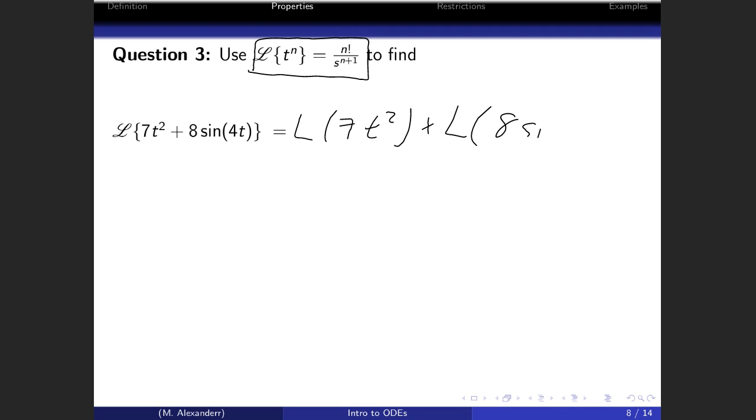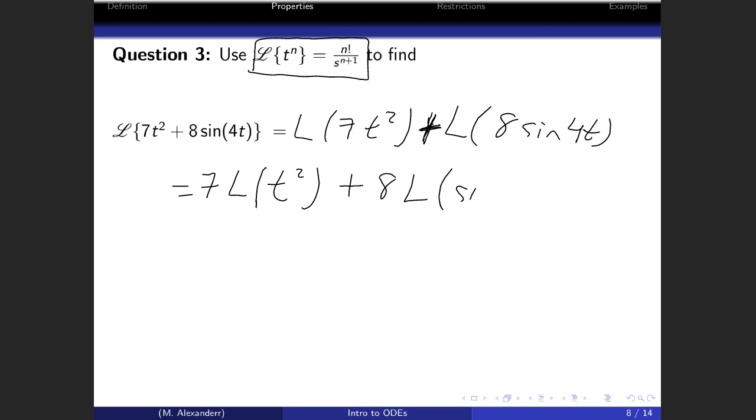8 sine 4t. That's using the first property of the Laplace transform, that it is linear, so you can split up the Laplace transform into the Laplace transform of two pieces. You can also factor out the 7, so this is the same thing as 7 times the Laplace transform of t to the second power plus 8 times the Laplace transform of sine of 4t. I should be writing down the fancy L and the curly brackets, but I want to keep the notation as clean as possible.